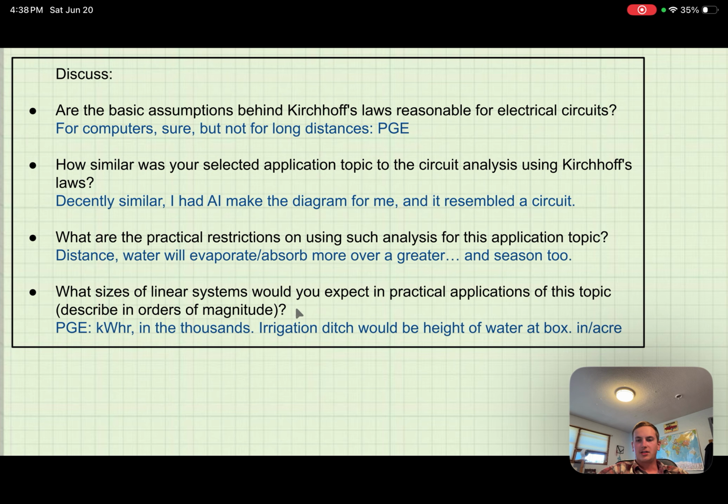Yeah, a couple discussion questions to end this project off. Are the assumptions reasonable behind Kirchhoff's laws? So yeah, of course it has to assume that you're not losing any voltage or current in some cases, whatever you're measuring, you can't be losing any of it or your calculations are going to be thrown off. For computers, I think this makes sense.